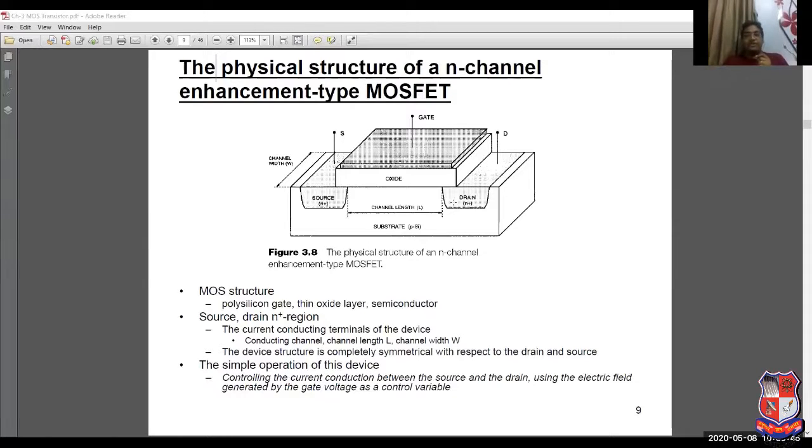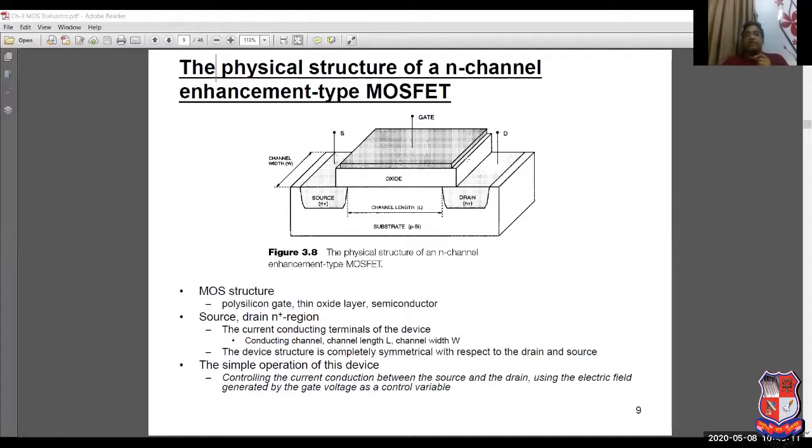The region between the drain and source indicates the channel region, and this is the length of the channel. This is a two-dimensional view. If you extend it to three dimensions, then this will become the width of the channel. So the length and width of the channel are given. Drain and source are the two different regions, along with the source terminal, drain terminal, gate terminal, and substrate terminal. Now, what is the simple operation of how this MOSFET works?